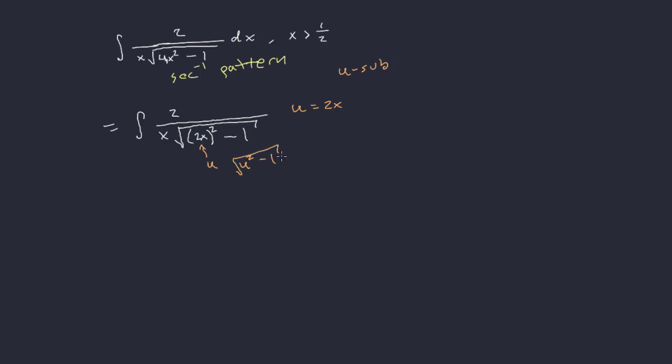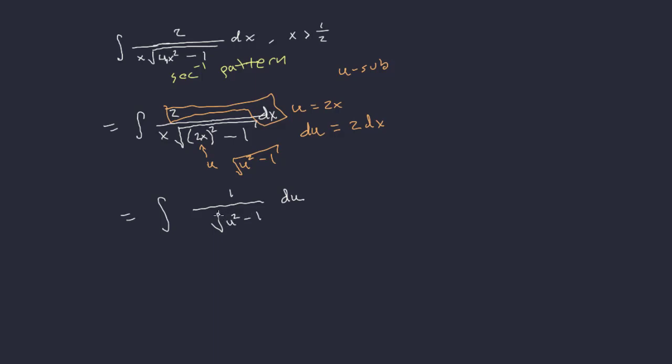The only thing is we don't have a 2x here to match, but that we could deal with. Our du is going to be 2. You know what I forgot? I forgot my dx there. So my du will be 2 dx, which is what we have. Here we could rewrite this as just du, and here we could write this as u squared minus 1.